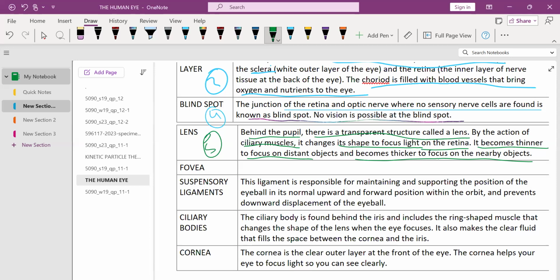Now, the fovea or the yellow spot is the part of the eye where the photoreceptor cells are present.